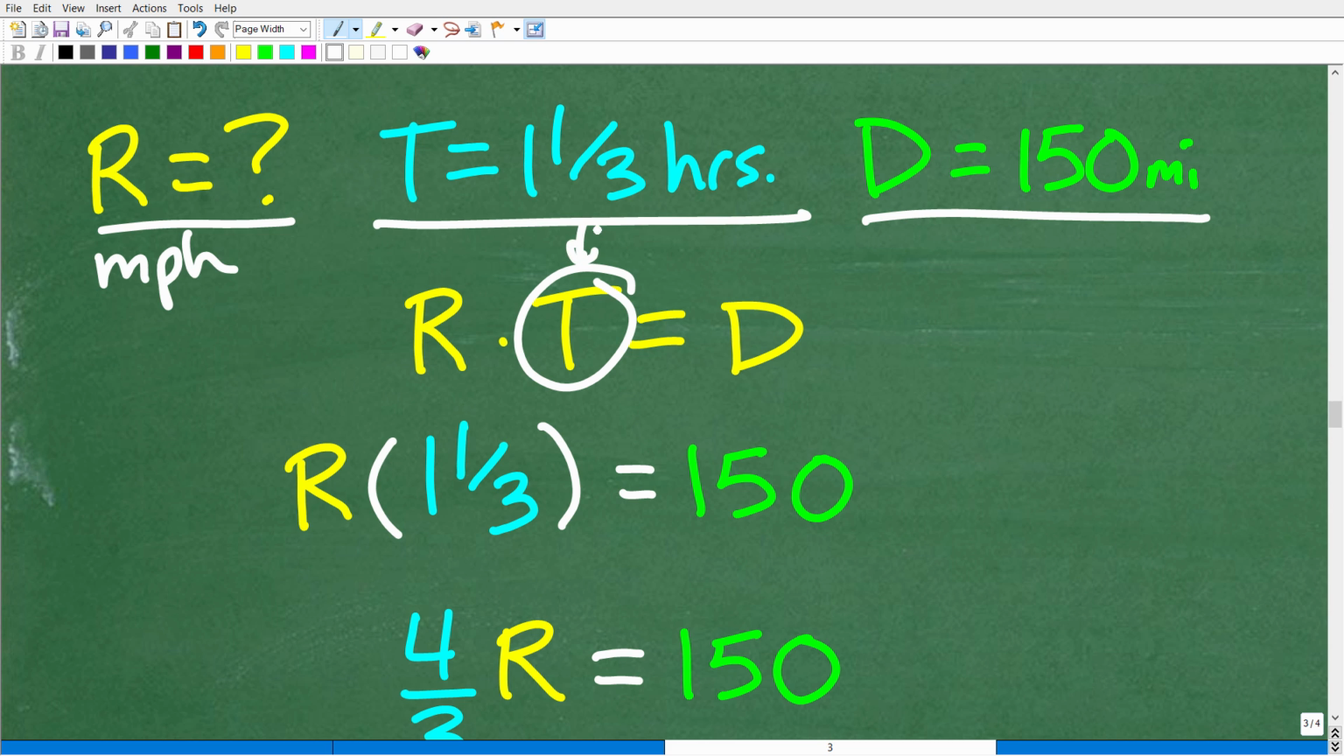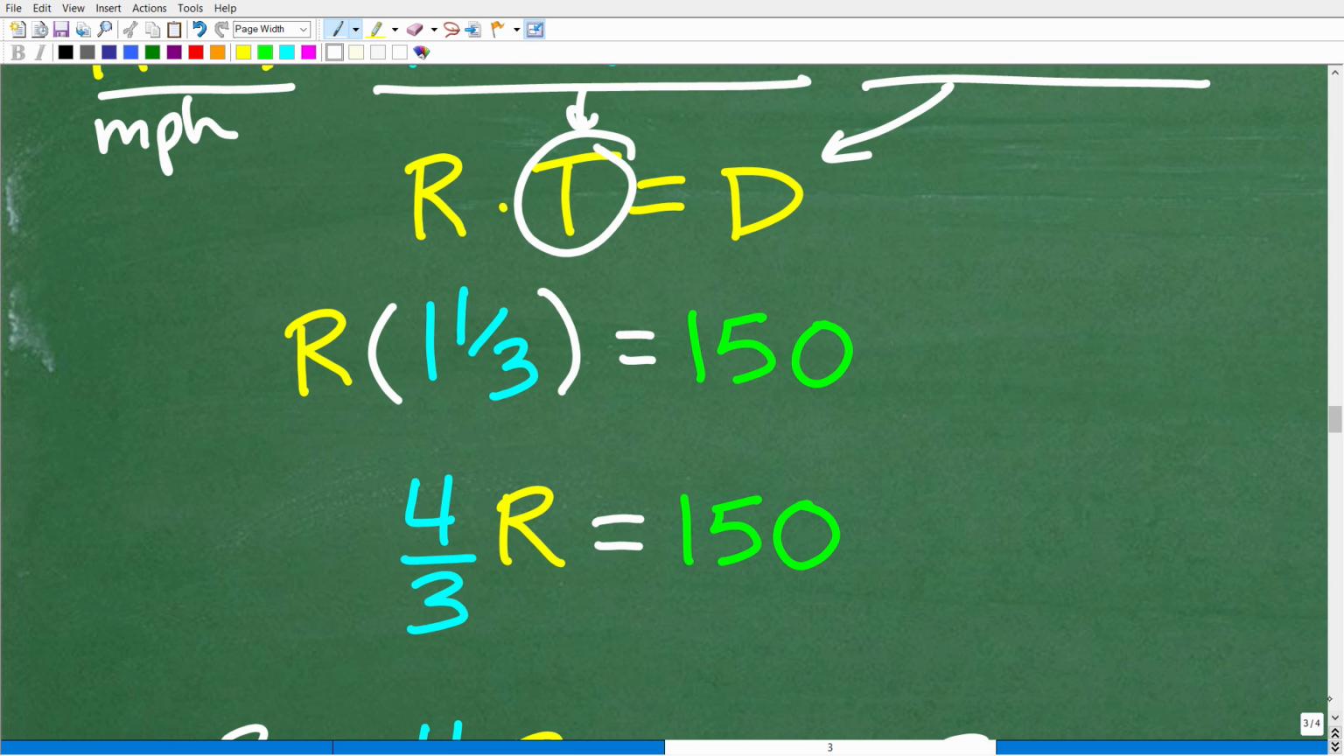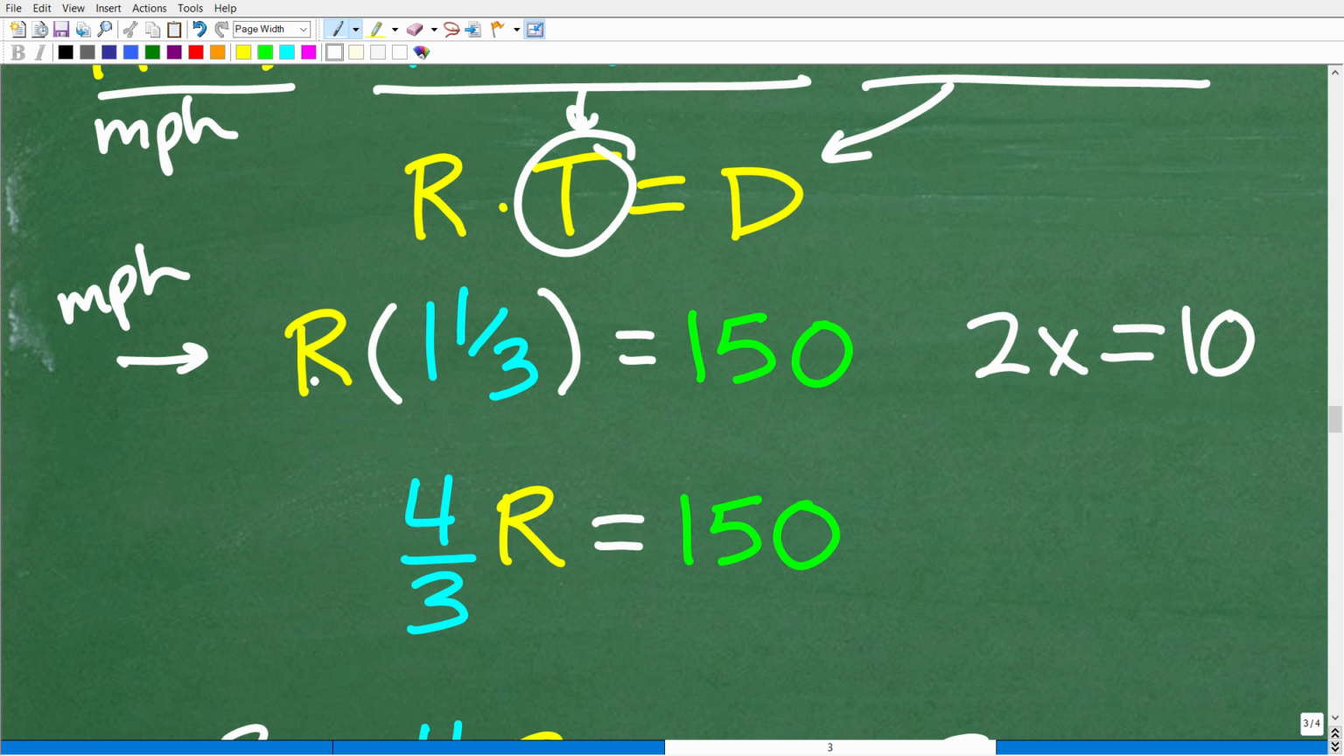So our time again is 1 and 1/3. Our distance is 150, and we don't have to worry about the units of measure now because we've already set that up. And we know our rate is going to be in miles per hour. So here we have a basic algebra equation. R times this is equal to 150. This is like a very basic algebra equation, like 2x is equal to 10, right? So we have the variable R. You could write this r behind this. Now remember, our formula is rate times time is equal to distance, but what we need to do to solve for the variable is divide both sides of the equation by the number or coefficient in front of the variable. And in this case, it's 1 1/3.